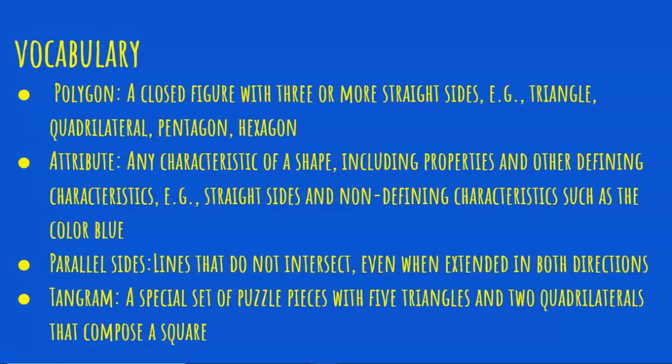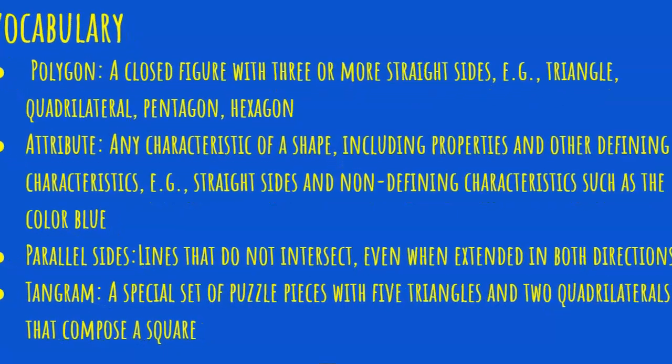Does it have a pair of lines that, when you extend them, if you draw an imaginary line towards both lines, they will never touch? So they can extend in one direction or in either direction and never ever touch. A tangram is a special set of puzzle pieces with 5 triangles and 2 quadrilaterals that compose a square.